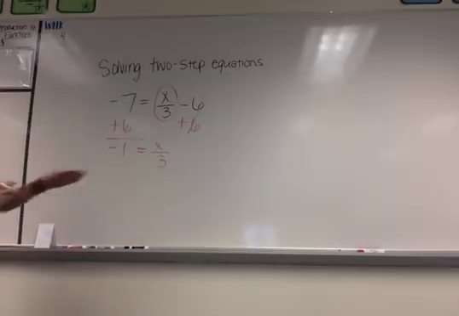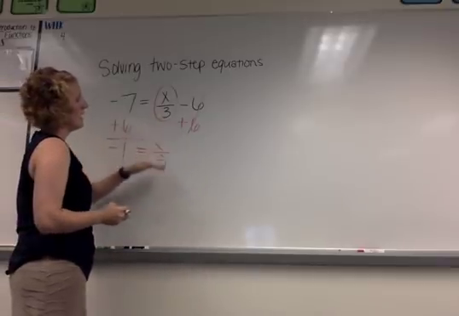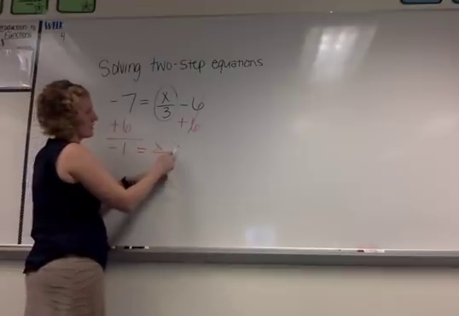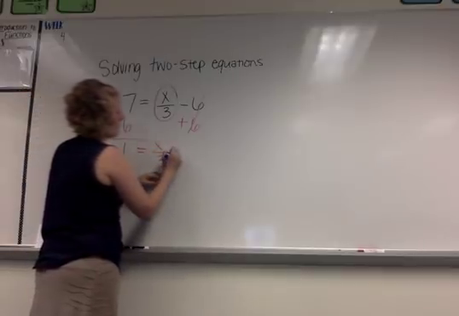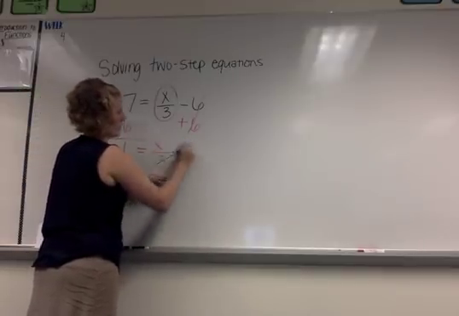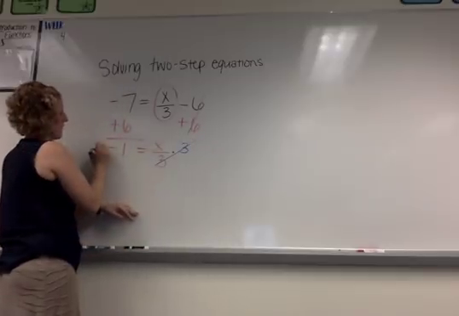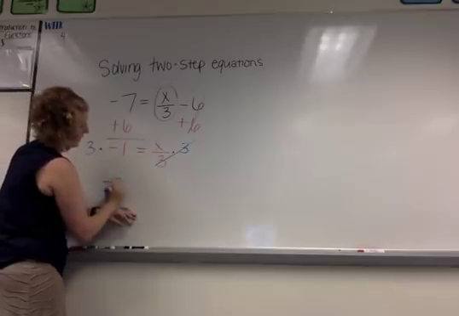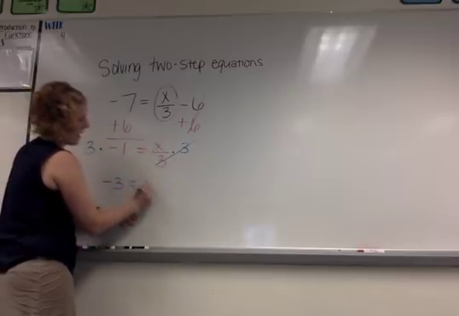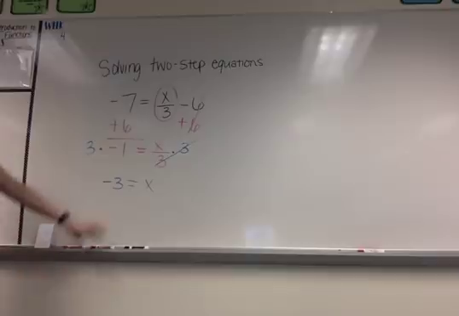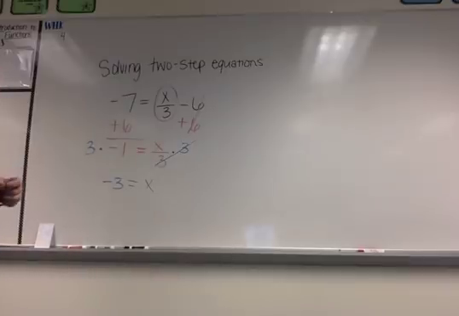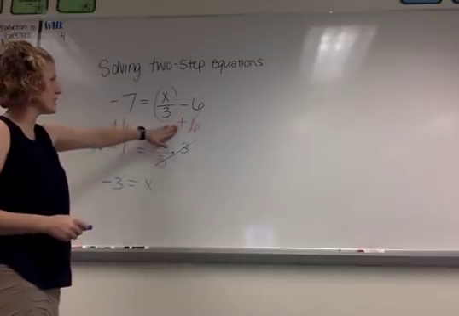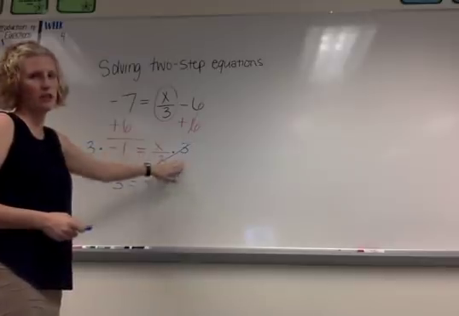Okay, again, this is the second step. I've already added. Now I need to do the inverse of x divided by 3, so I would need to multiply by 3. The 3s would cancel, and then I would need to multiply by 3 over here. 3 times negative 1 is negative 3 equals x. And remember, it doesn't matter the order you write it in. x equals negative 3 is the same thing. Okay, so notice we did addition first step and then multiplication second step.